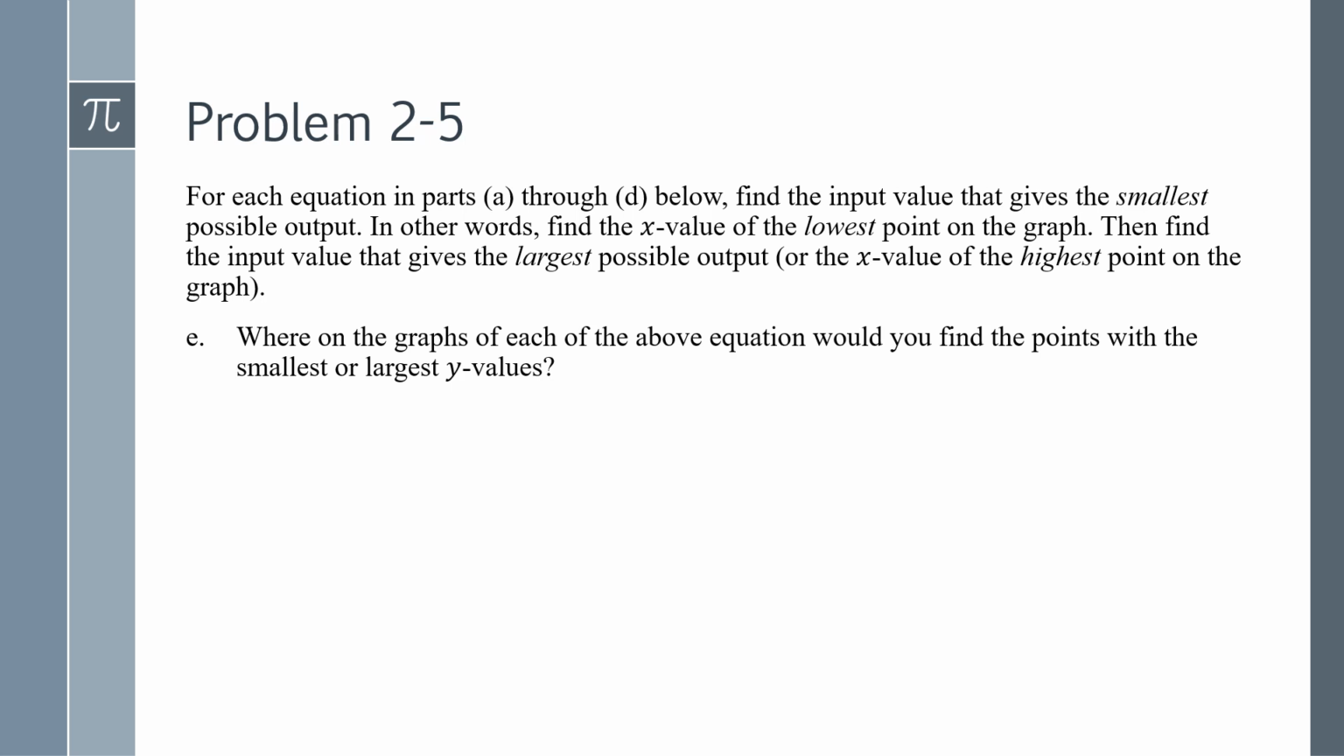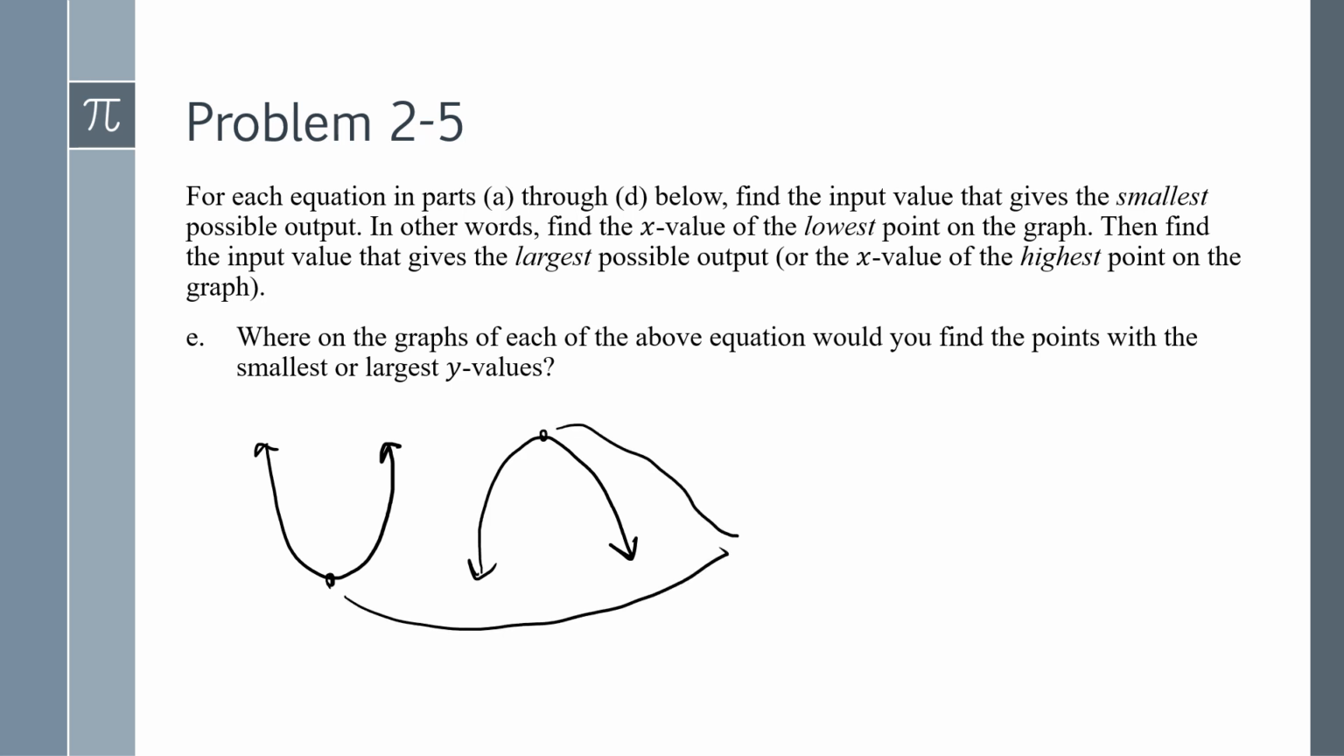And so, where on the graphs of each of the above equations would you find the points with the largest or smallest values? Whenever I have a graph that opens up or down, I've got the smallest value there, and we get the largest value there. Maybe you remember this from Algebra 1 or another class, but the point where the graph changes direction on a parabola is called the vertex. So, the vertex.